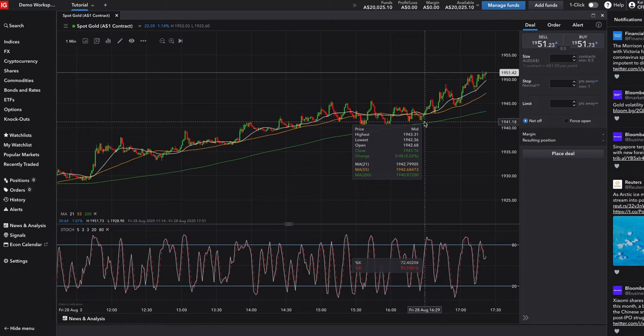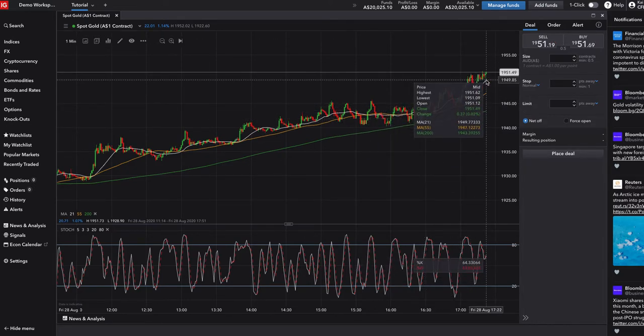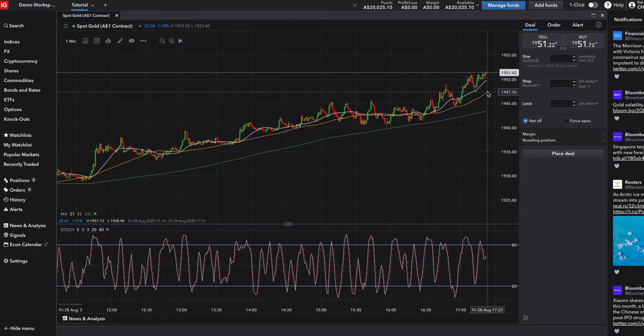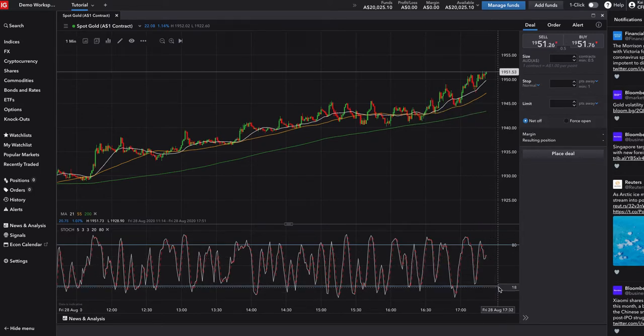But ideally what you want to be looking for is having the price above the white line, which is above the yellow line, which is above the green line, and having this stochastic be at the bottom here around 20 or lower. That'll give you a good chance of your trade going up from there.